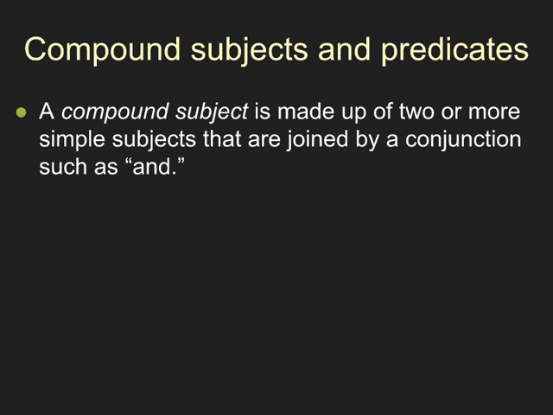A compound subject, for a definition here, is made up of two or more simple subjects that are conjoined by a conjunction such as and, usually and, although it could be something else. An example, John and Sally are happy. Right? So John and Sally is the compound subject because there are two simple subjects in it.